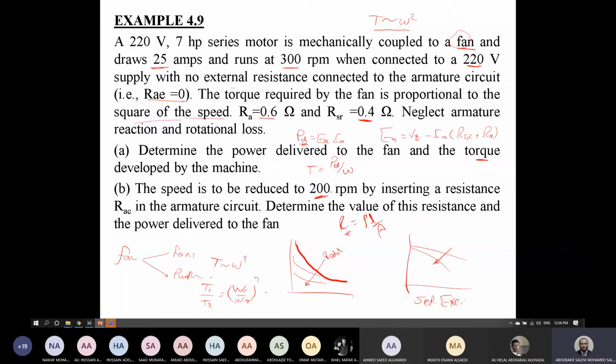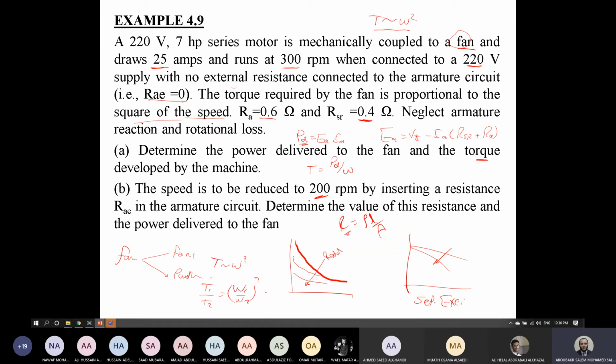The question here is: the speed is to be reduced to 200 RPM by inserting a resistance R in the armature circuit. So what is required here? Determine the value of this resistance and the power delivered to the fan. So we now need to calculate the value of R needed in order to reduce the speed and what the delivered power will be.